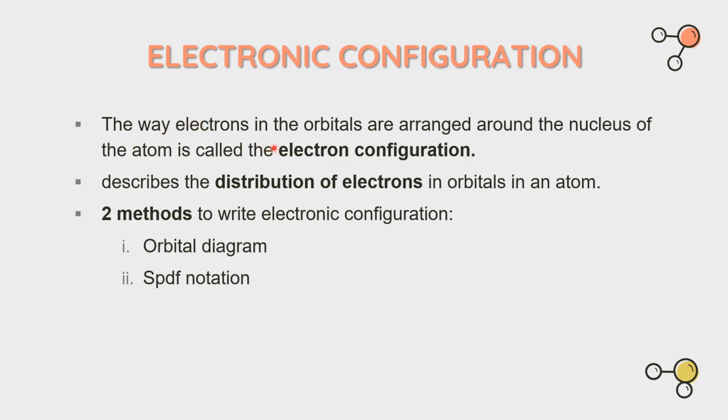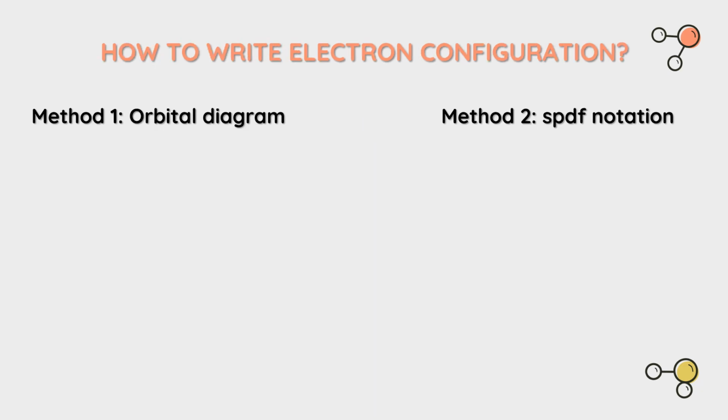The way electrons in the orbitals are arranged around the nucleus of the atom is called the electron configuration. So this electron configuration describes the distribution of electrons in orbital in an atom. Okay, electron configuration ini menerangkan tentang cara susunan elektron di dalam orbital dalam sesuatu atom. And there are two methods to write electronic configuration. We have orbital diagram and SPDF notation. In order to write electron configuration, we can use orbital diagram or SPDF notation.